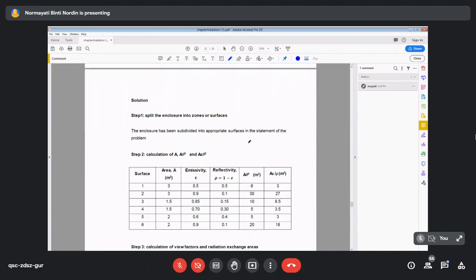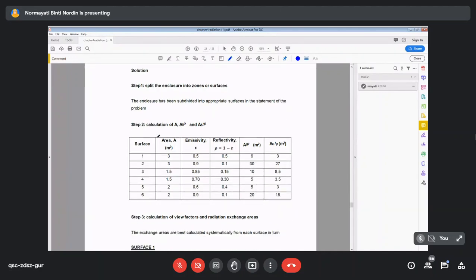These are grey surfaces, so you just follow the steps given in the notes. The first step is to split the enclosure into several zones or surfaces. You have done that. The enclosure has been subdivided into appropriate surfaces in the statement of the problem. Step 2 is to calculate important properties for the case, which involve area over reflectivity and area times emissivity over reflectivity.